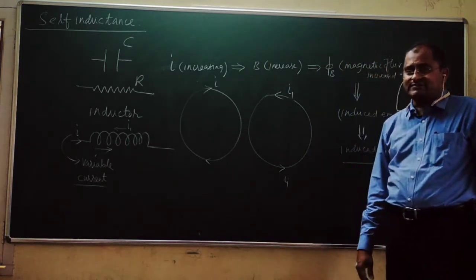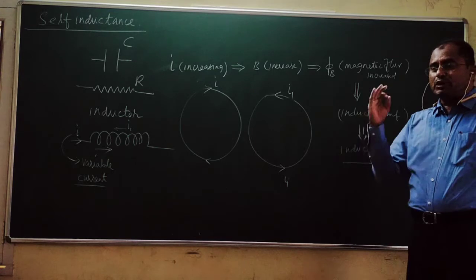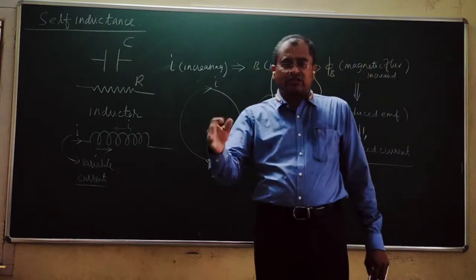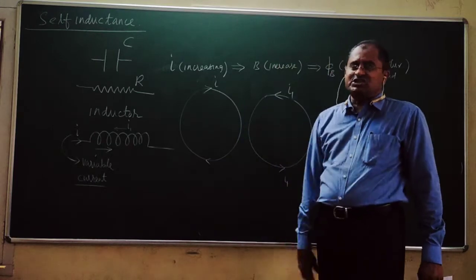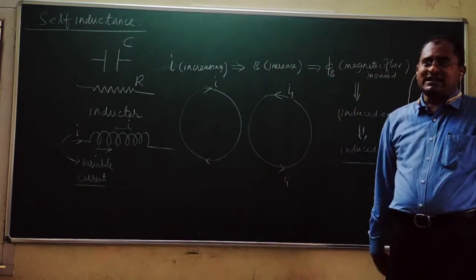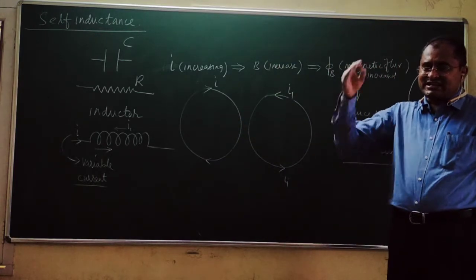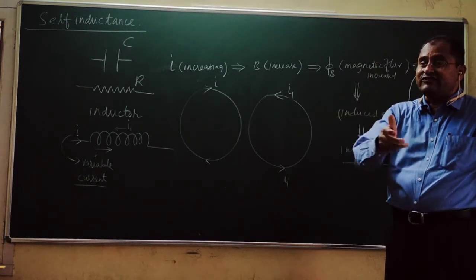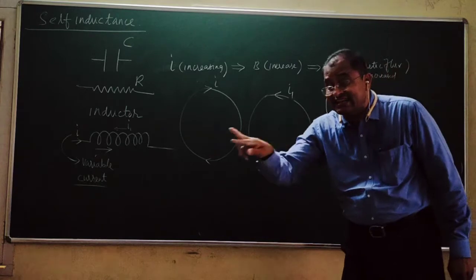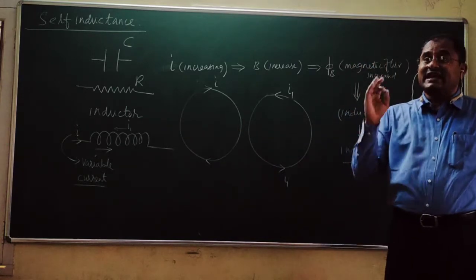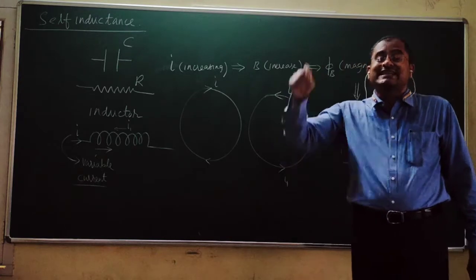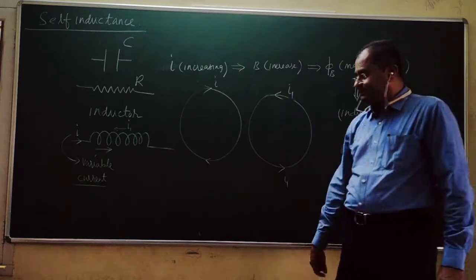You understand what I am saying? The property of a coil or the property of a solenoid by which an opposing induced current is produced in the coil when the current flowing to the coil changes, that property of the coil is called self-induction.